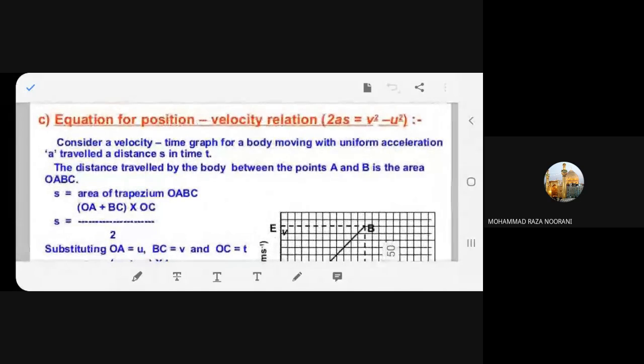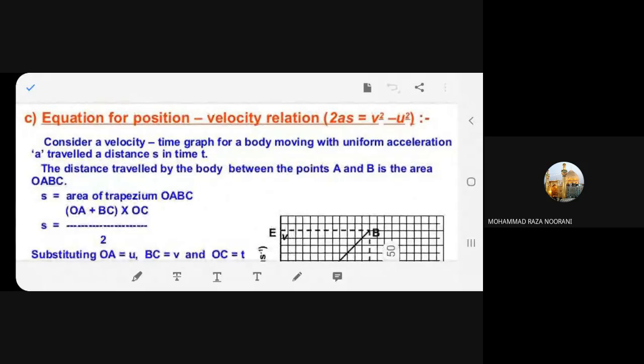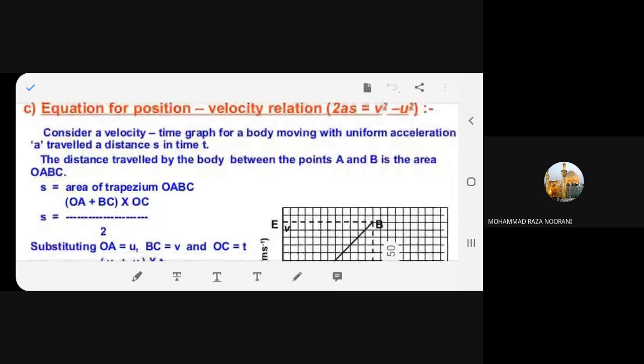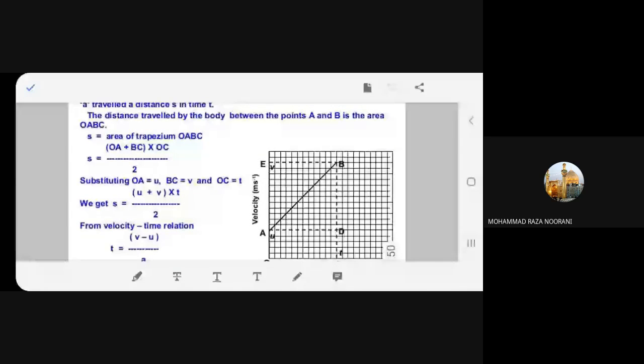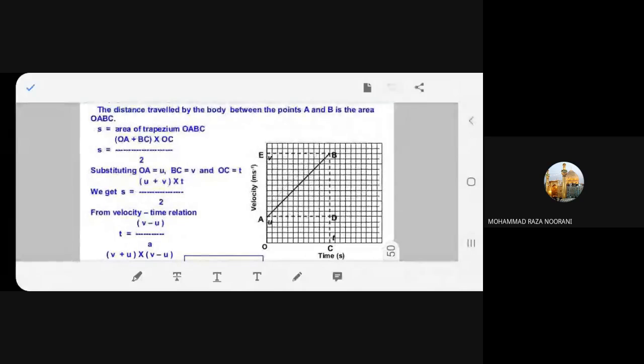Now, the next equation, the last equation, that is 2as is equal to v square minus u square. Again, we will consider the velocity time graph, uniform acceleration a, distance s, and time t. See here, same way, we will get a trapezium over here. Now, distance traveled by a body. What is the body? A is the body. It is traveling to B.